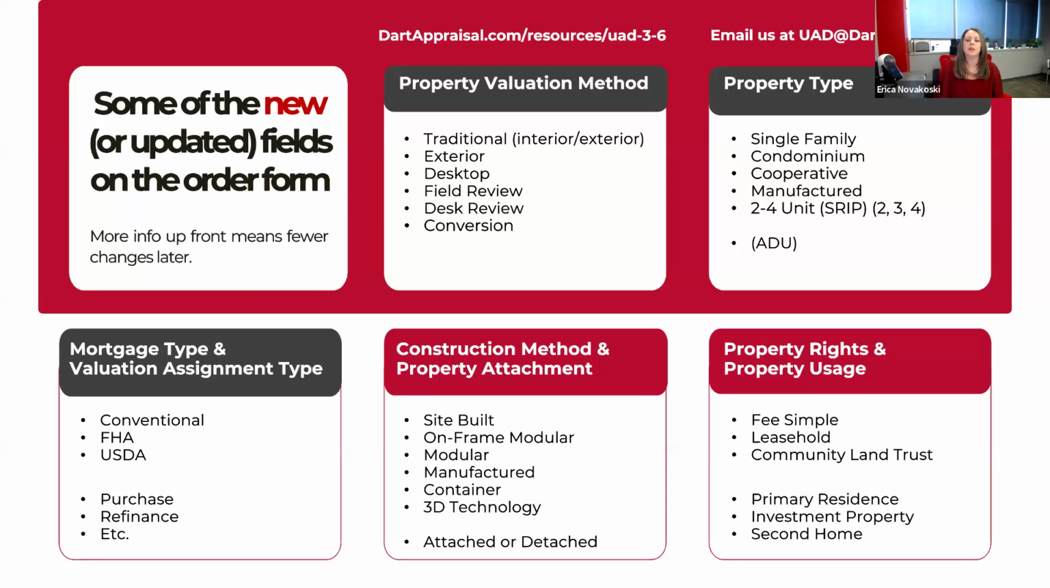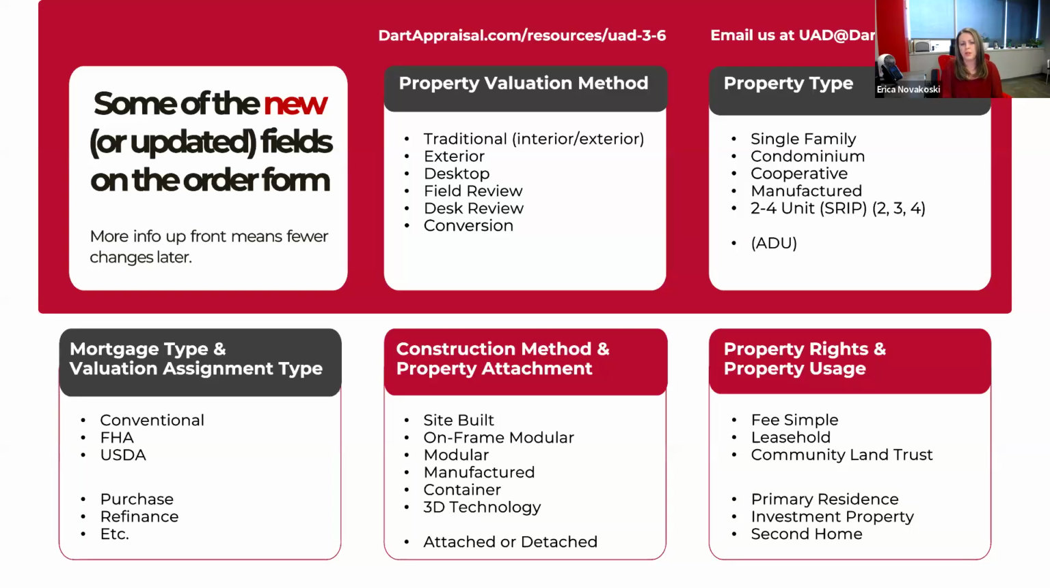For the property types on the top right, you're probably familiar with all of these. We have single family, condominium, co-op, manufactured, and 2 to 4 unit, previously known as multifamily. You may also hear this one called small residential income property. If you select that 2 to 4 unit property type on the 3.6 order form, you'll specify if the subject property has 2, 3, or 4 units. This typically wasn't broken up on most order forms today.